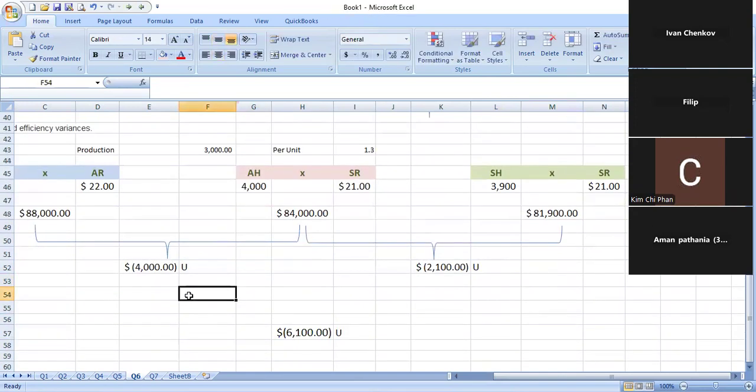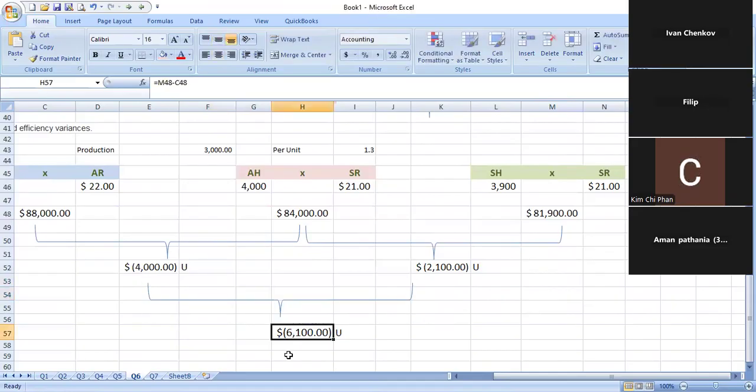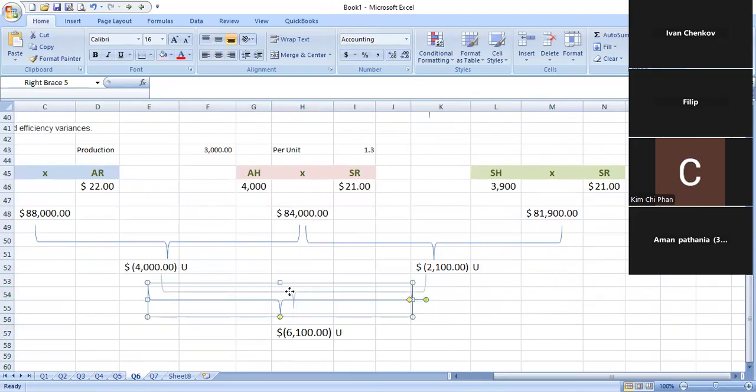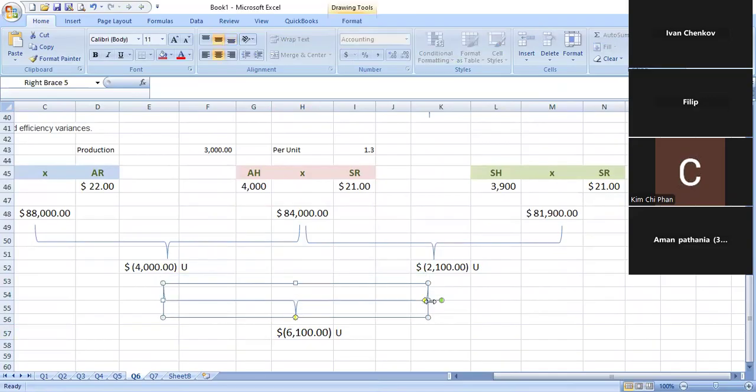Yes. Now we can talk about this, and the overall spending variance will be $6,100 unfavorable in this case. Sadly, everything is unfavorable in this case.